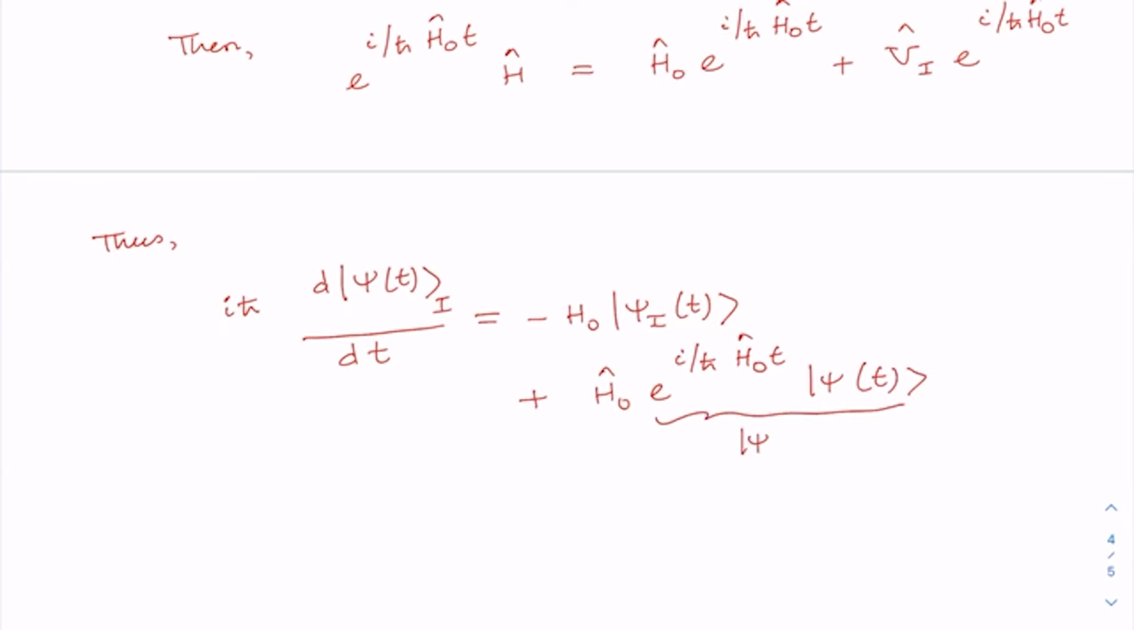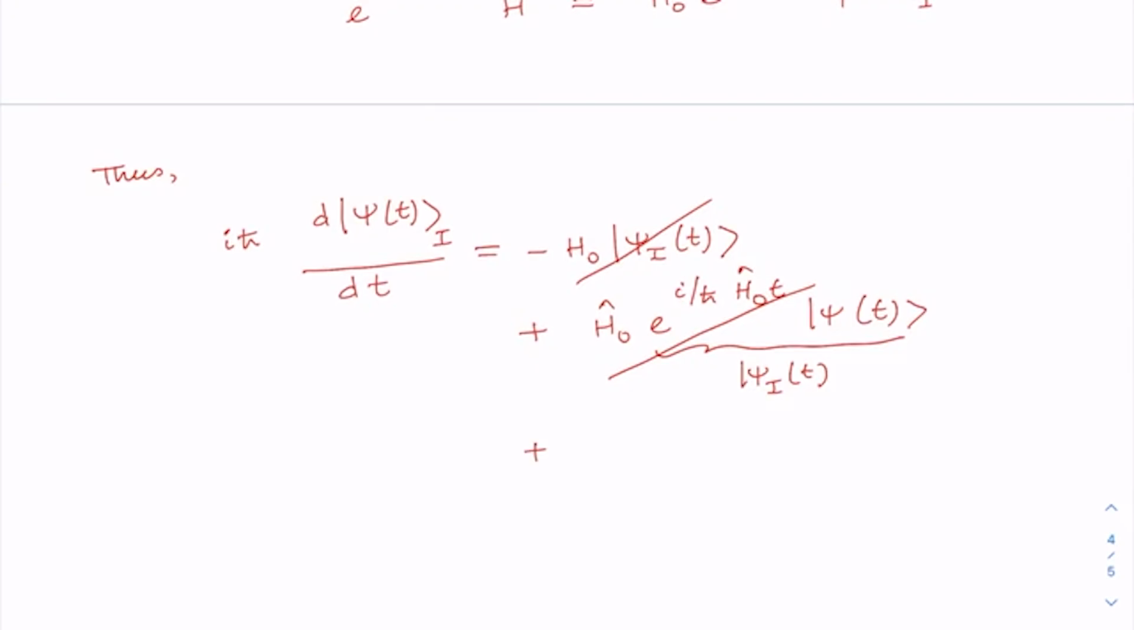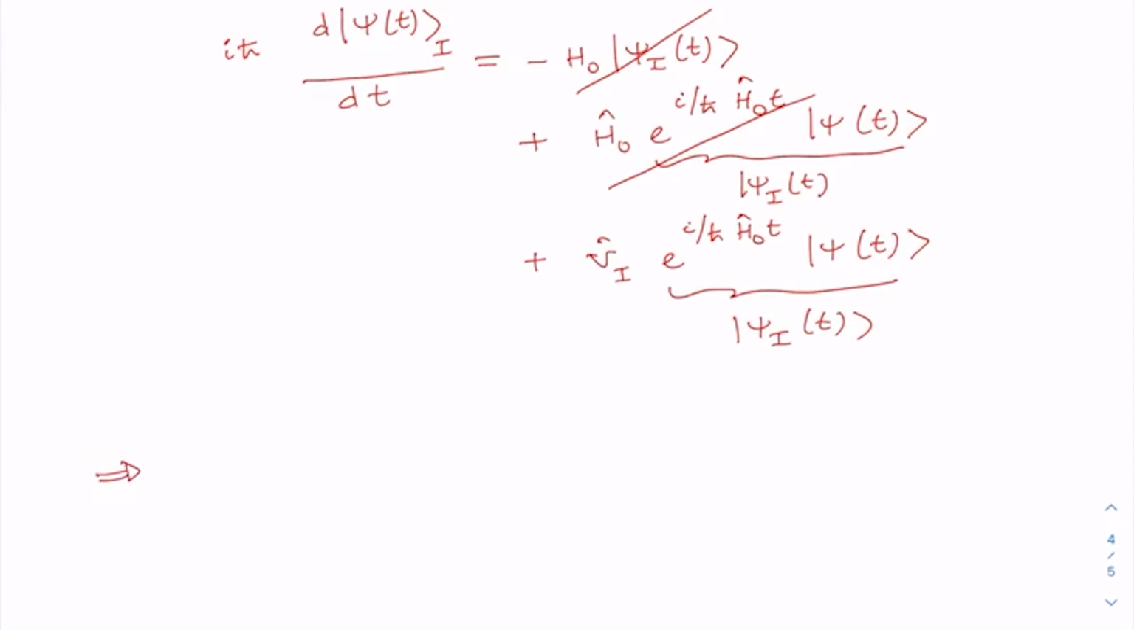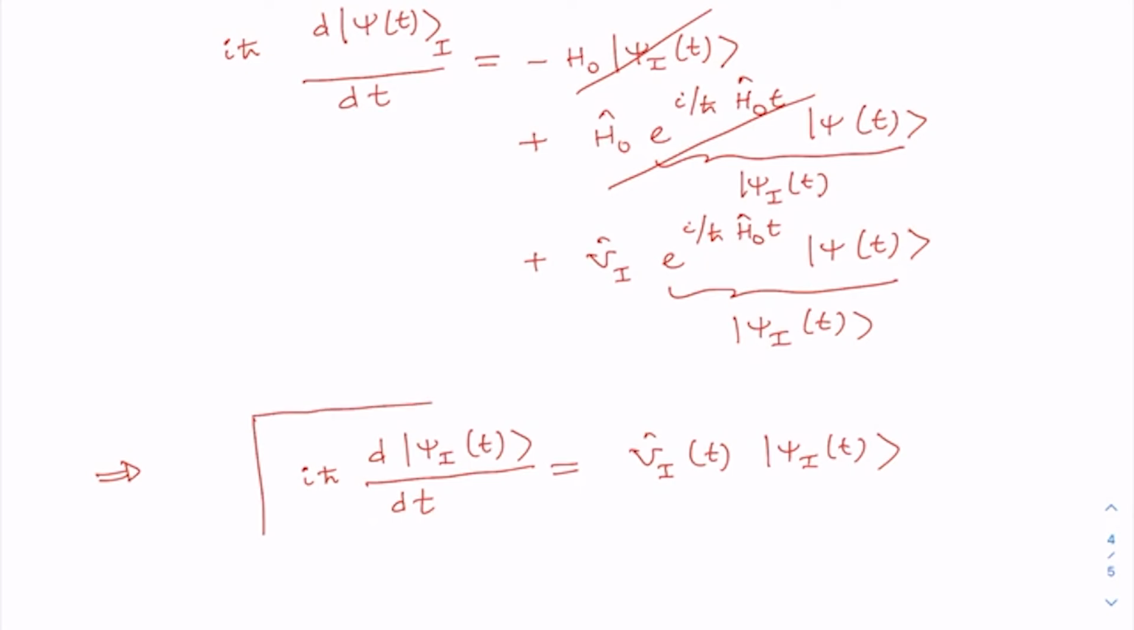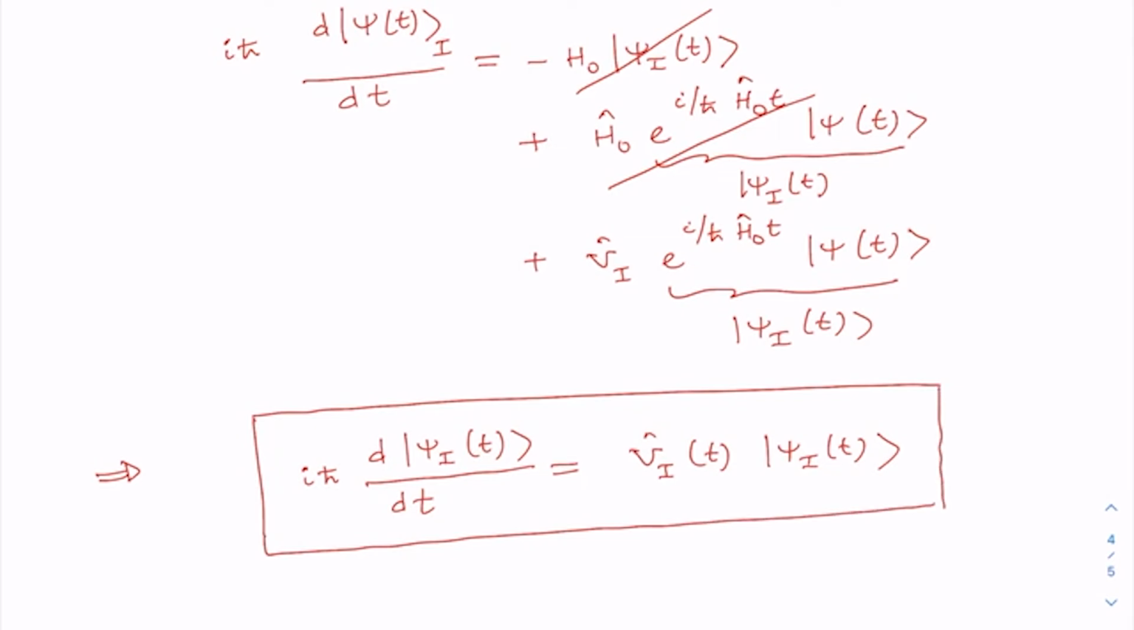this part is ψ_I(t), so therefore this particular term and this particular term get cancelled out. But we have also this term V_I, e^{(i/ħ)H0 t} V ψ(t), and this part is again nothing but ψ_I(t). So therefore what we ultimately get is, in the interaction picture, a Schrodinger kind of equation. Actually this is the Schrodinger equation in the interaction picture. So this is equal to V_I(t) ψ_I(t). So what you see here is that the evolution of this state vector in the interaction picture is completely determined by this interaction part of the Hamiltonian.